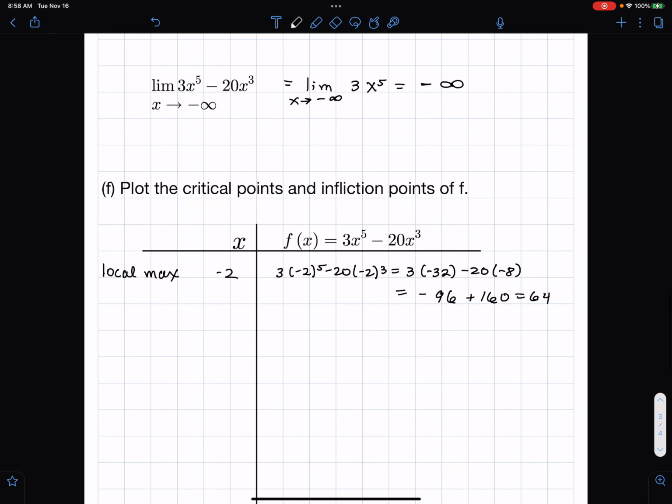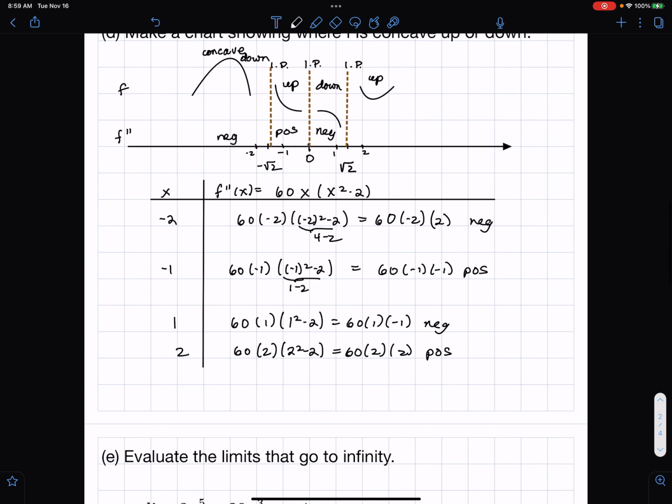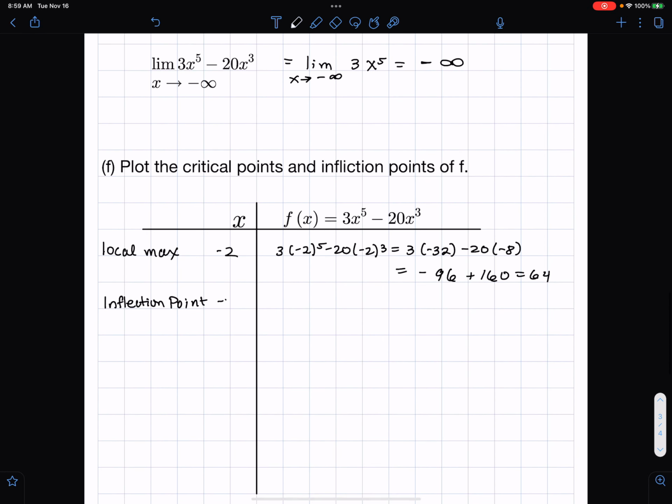And then we have an inflection point, as we said, at, where was it? Negative rad 2. So we have 3 negative rad 2 to the 5th minus 20 negative rad 2 to the 3rd. And I'm going to avoid using a calculator. The trick is you factor out one of the negative rad 2's. So I have negative rad 2, and that's going to leave 3 negative rad 2 to the 4th power minus 20 negative rad 2 squared.